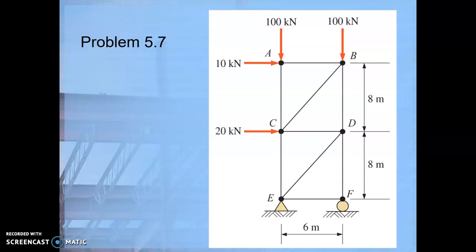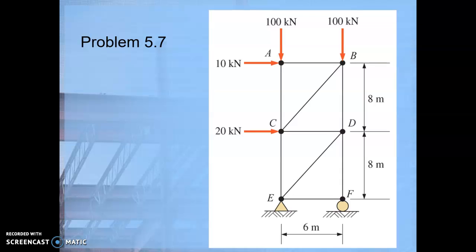In this video we are looking at one more truss analysis example. This is problem 5.7 from the textbook. This problem uses metric units. We have loads in kilonewtons being applied to this truss, and the truss dimensions are given in meters.